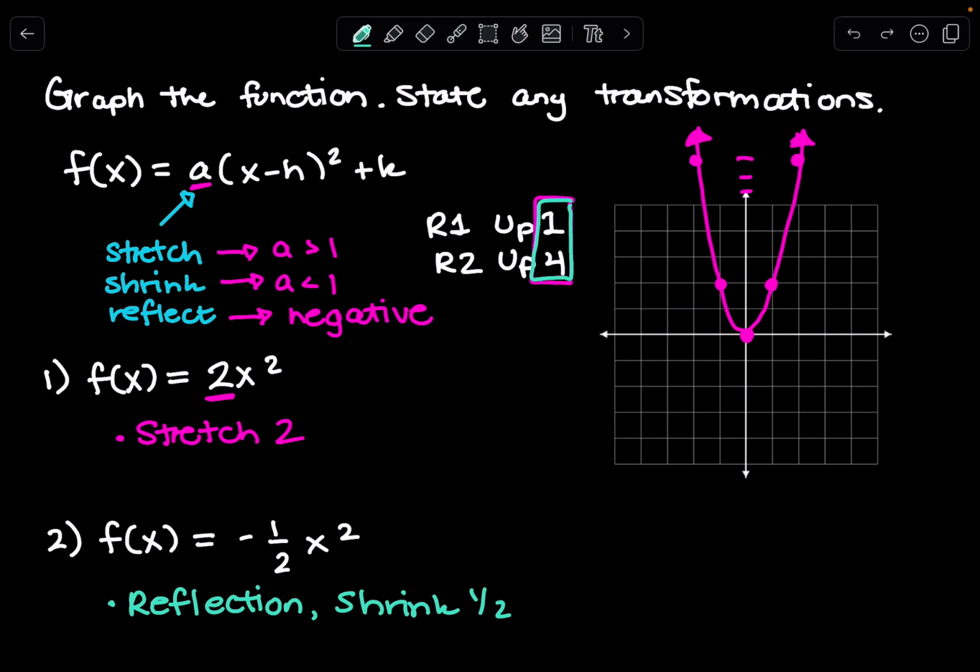Okay, so I'm going to go right 1, and then because I have a reflection, I'm going to go down instead of up 1/2. Then I'll go right 2, and I'm going to go down 2. And then mirror on the left-hand side like so. All right, perfect.